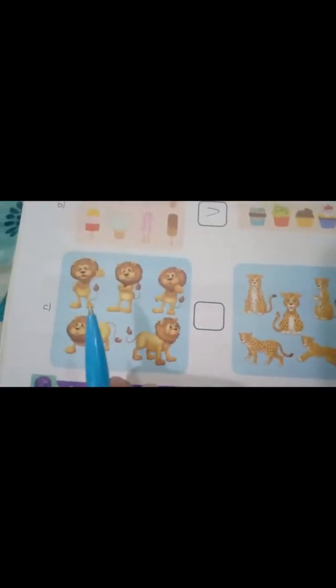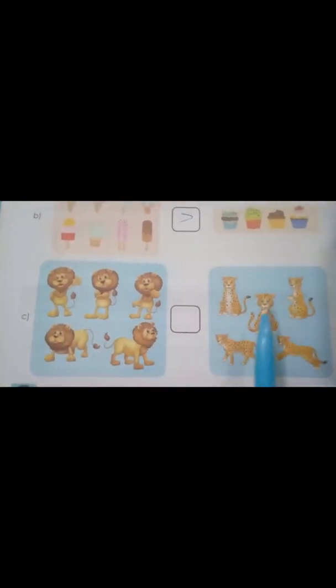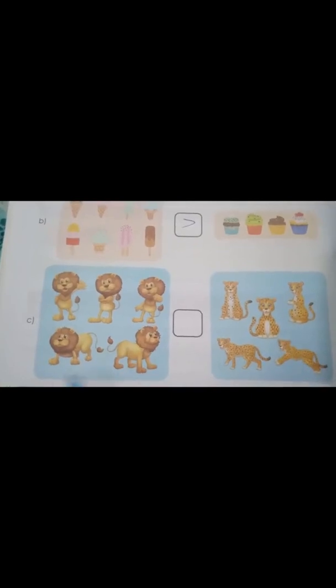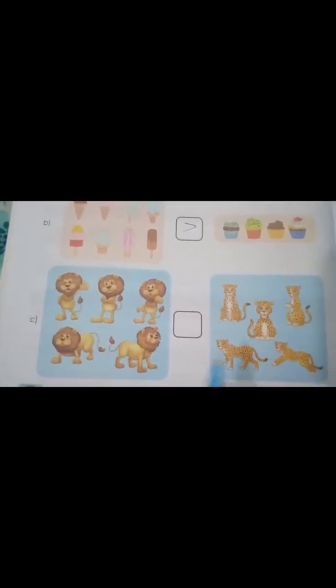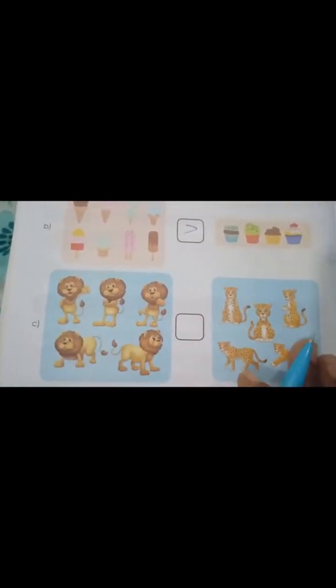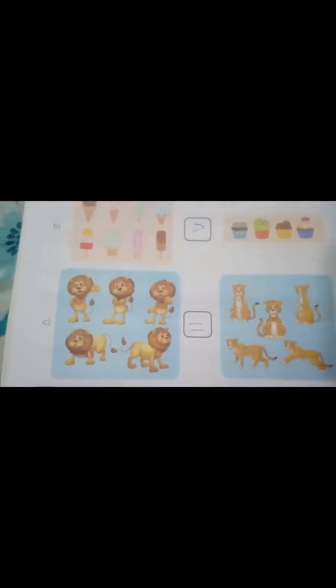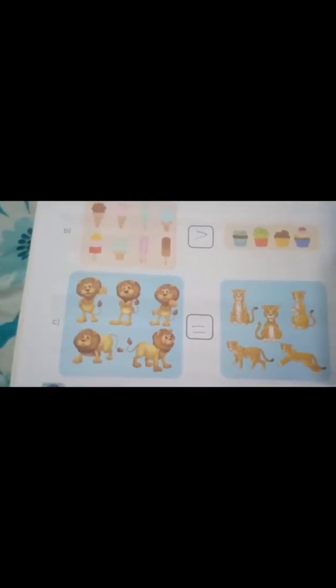Understood, children? Yes. See here, lions. How many lions are here? 1, 2, 3, 4, 5 lions. How many tigers? 1, 2, 3, 4, 5. Both the images are equal. Yes, here also 5, here also 5. Both are equal, so you should write the equal symbol. Okay, children?